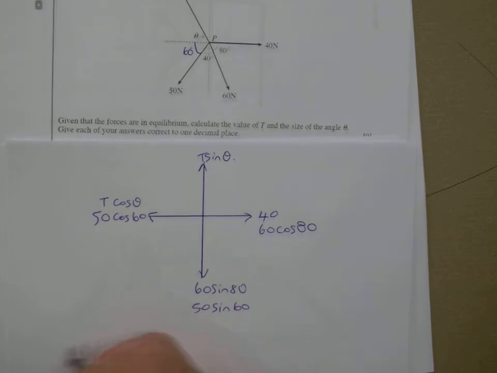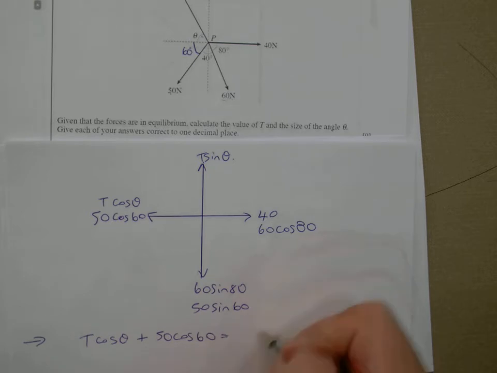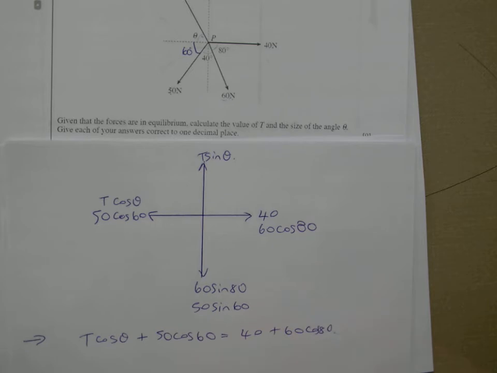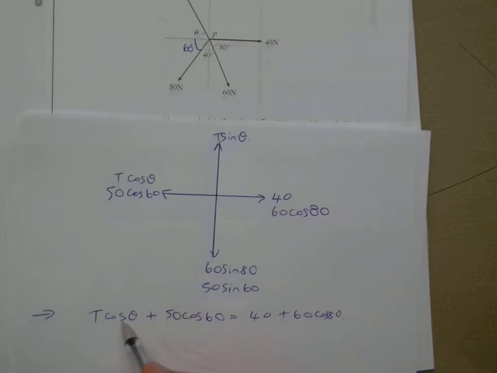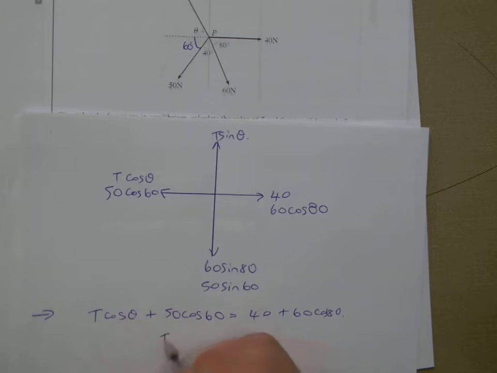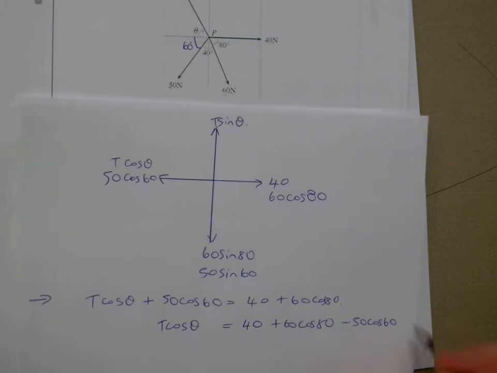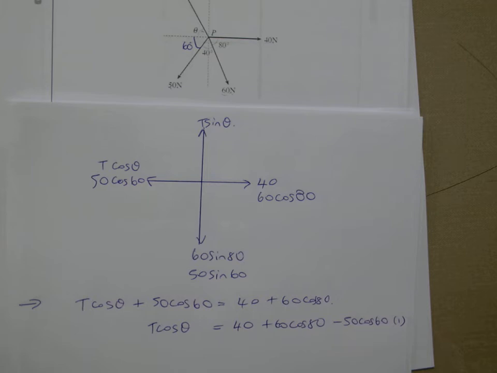So if we resolve in the x direction to start with, we've got T cos theta plus 50 cos 60 equals 40 plus 60 cos 80. What I'd advise you to do here, if it is like this where we don't know what theta is, is to say T cos theta equals 40 plus 60 cos 80, take that 50 cos 60 over, and just leave it like that. We'll call that equation 1.